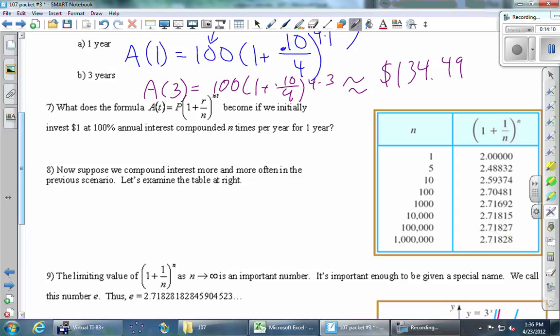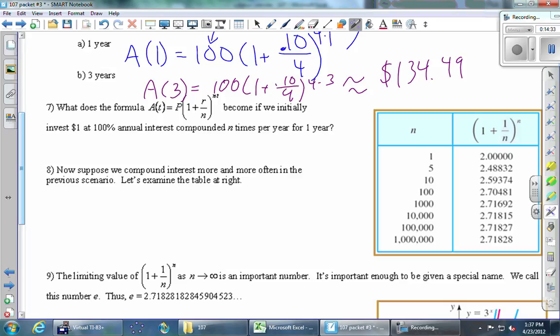It's counterintuitive. It feels like the more often you get interest, the more money you should make. And it's true. But it doesn't grow without limit. It grows. Every number is bigger than the one above. But it doesn't grow to infinity. It's got a cap.